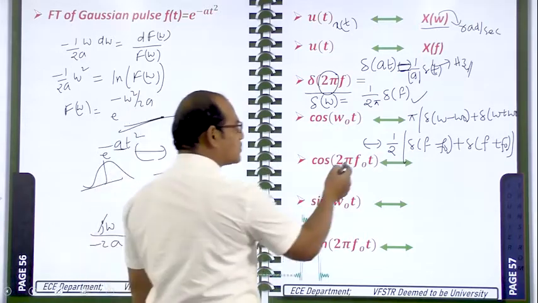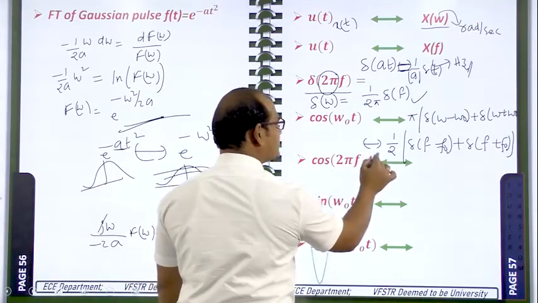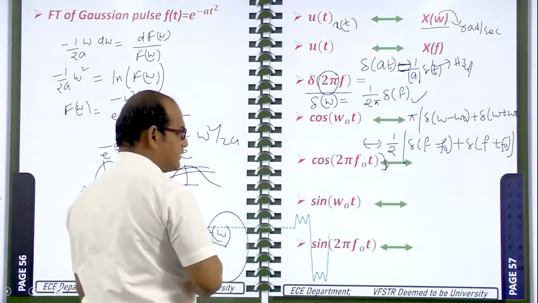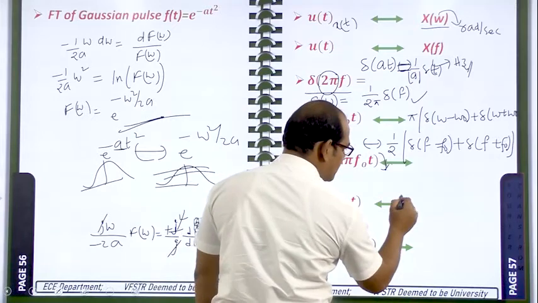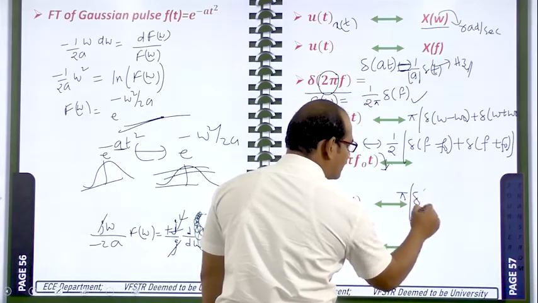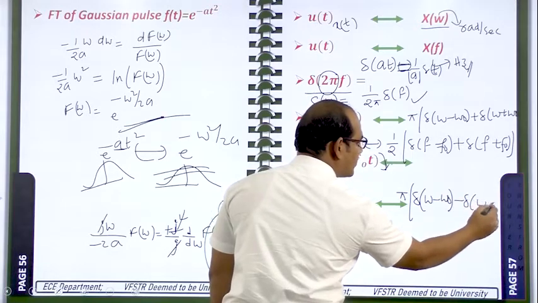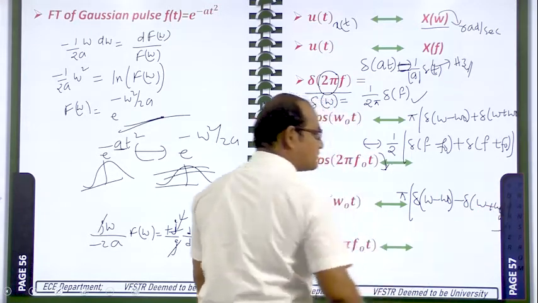So okay, for this one only, this is the Fourier transform. Next, sine of omega naught t. For this, what is the Fourier transform? Pi into delta of omega minus omega naught minus delta of omega plus omega naught. This is the Fourier transform.